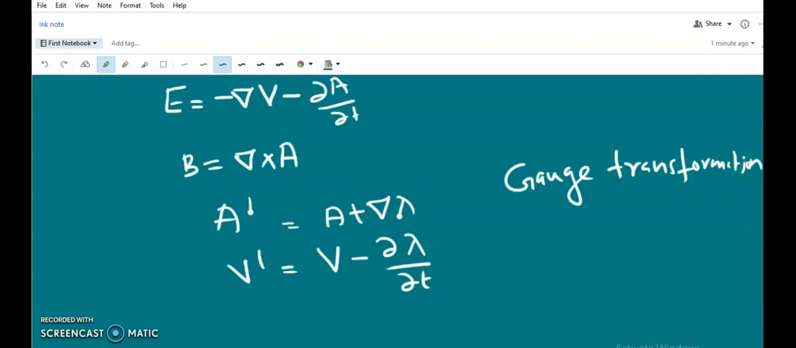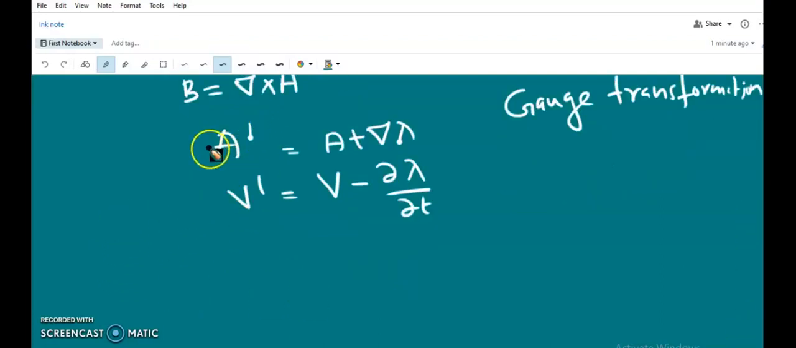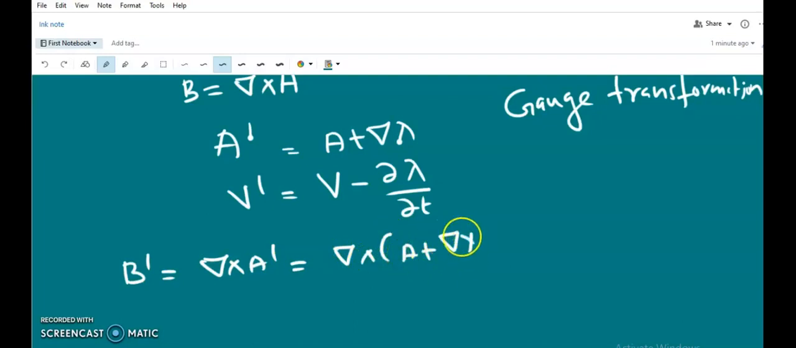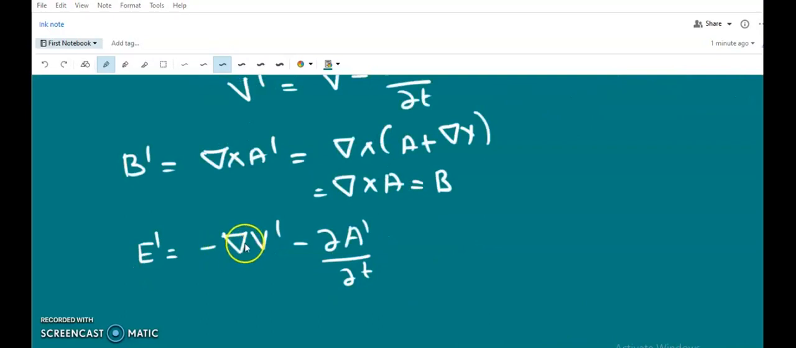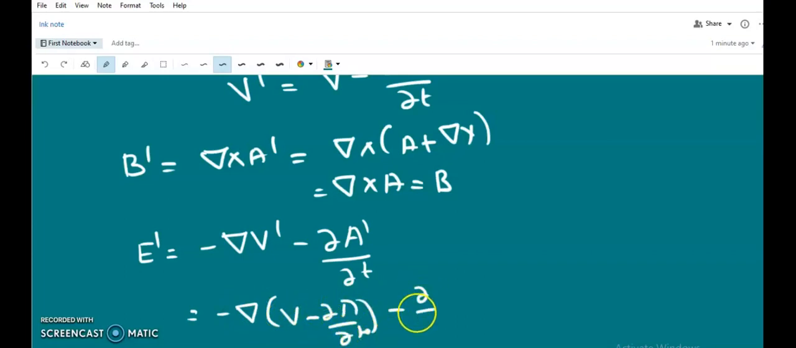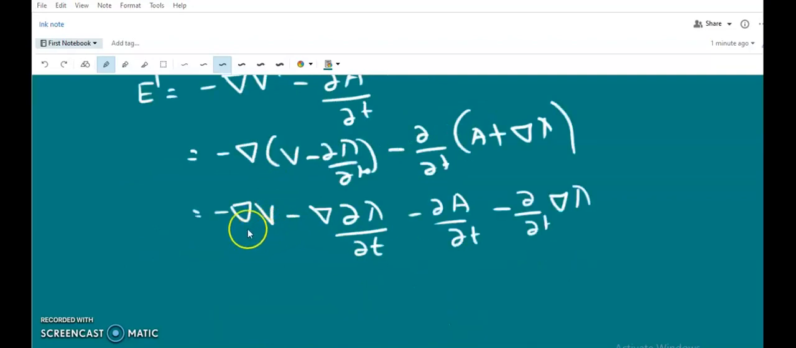Okay. So we have seen that when we change this potential, the corresponding field B prime is del cross A prime, equal to del cross A plus gradient of lambda, is del cross A itself, which is B. So similarly for the electric field. So E prime equal to minus del V prime minus dou A prime by dou T. So minus del V minus dou lambda by dou T minus dou by dou T of A prime, which is A plus gradient of lambda. Cross multiplying this, minus del V plus gradient of dou lambda by dou T minus dou A by dou T minus dou by dou T of gradient of lambda.